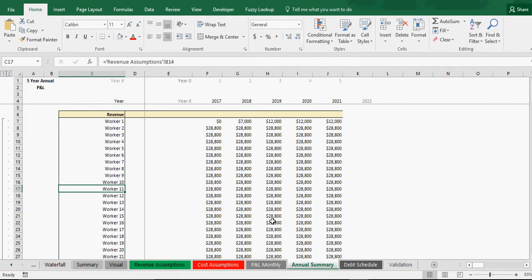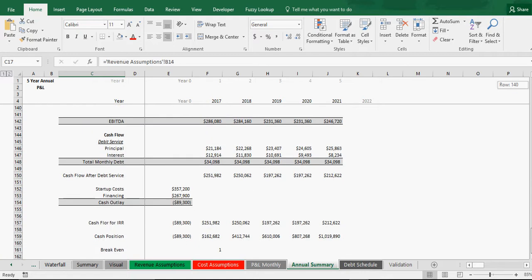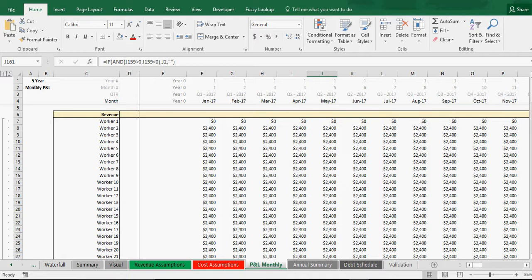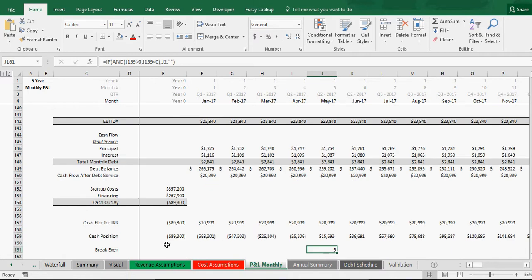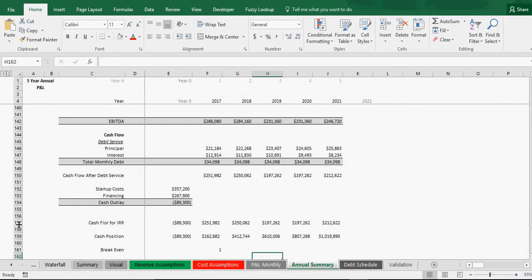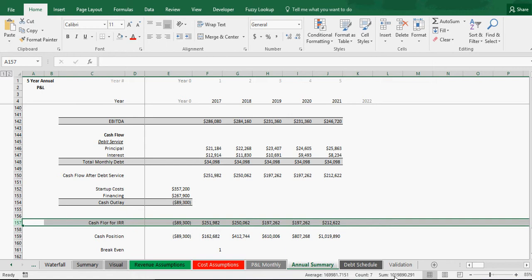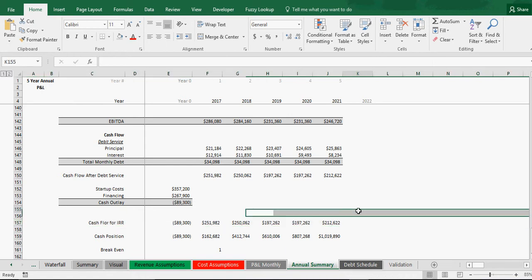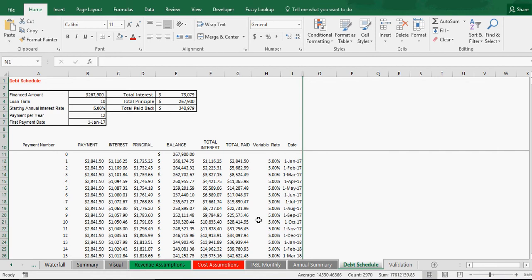Okay, there's that. Now there's the annual summary. Same exact thing that I just went over, but it shows everything on an annual basis instead of a monthly. And just to check our P&L monthly, let's just look at the cash for IRR. That should match. Let's see, we've got 10 million down here. You've got 10 million 198 90. Go to your annual. Perfect match, 10 million 198 90. So there, everything's tied out. And then you get your debt schedule.